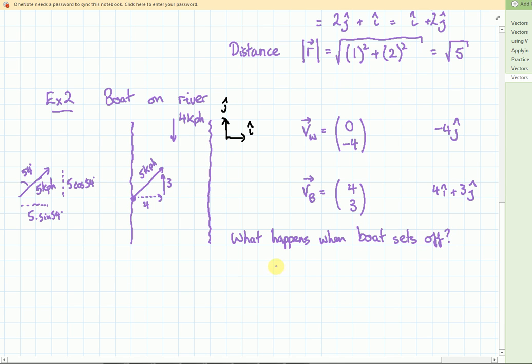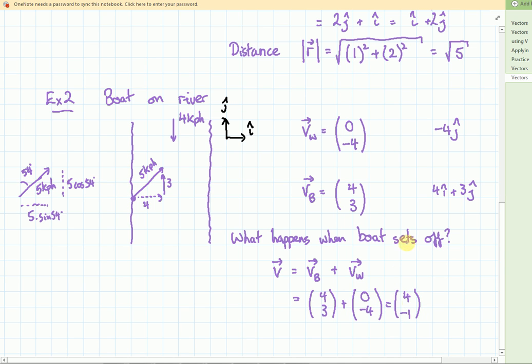And what we can do is say the net velocity is going to be the velocity of the boat normally plus the velocity of the water. So this is actually going to say what's going to happen in reality. So this 4, 3 is what the boat would do if you were sitting in a rubber ring on the water. The velocity of the boat is 4, 3. The velocity of the water is 0, minus 4. So we get a vector 4, minus 1.